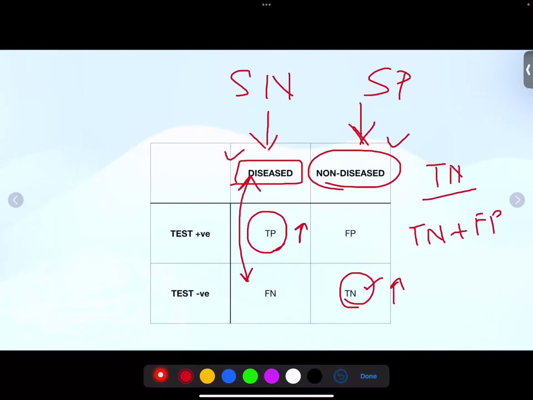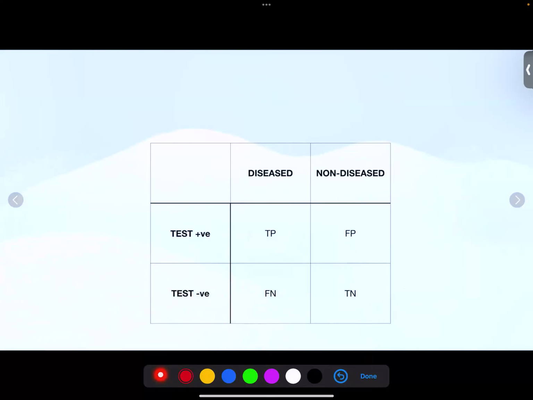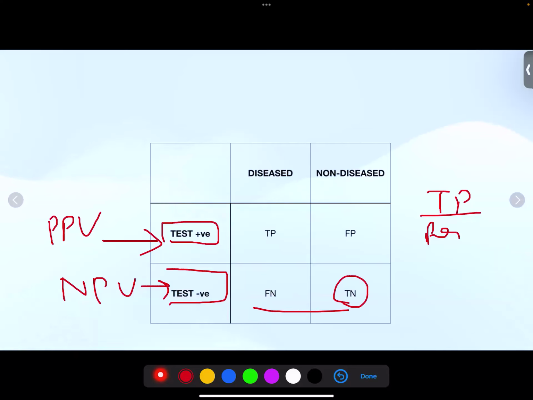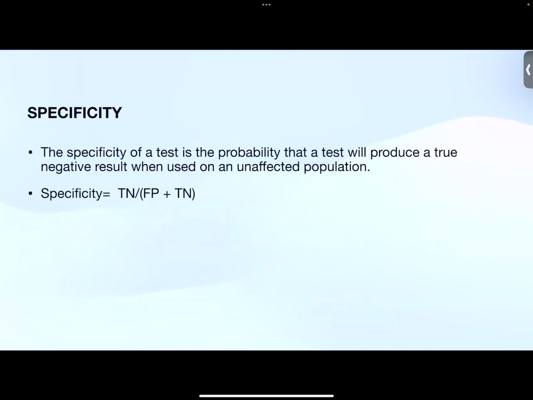If you see that table again, here would be the positive predictive value. See, this is the test positive, so here would be the positive predictive value, and this is the test negative, and here would be the negative predictive value. So these horizontal rows are the predictive values. True positive is divided by all positives, and true negative divided by all negatives. These formulas are very, very important to remember, and this usually comes in the exam.